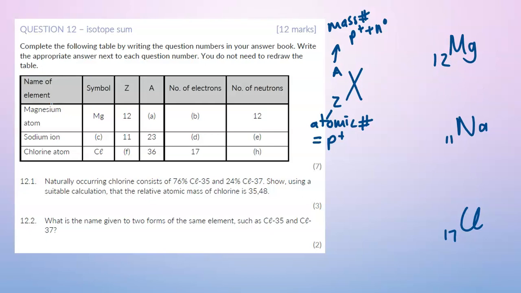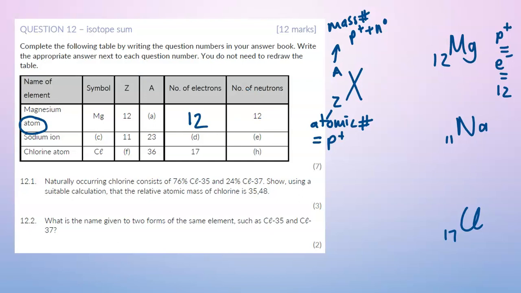So let's look at magnesium. So this is the magnesium atom. They tell us the Z number is 12, and I know the Z number is 12 because that comes from our periodic table. They're asking for the number of electrons. Now, because this is an atom, we know that the protons will be the same as the electrons, and in this case it will be 12. Okay, so here we can add a 12.